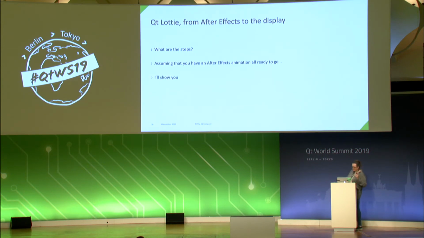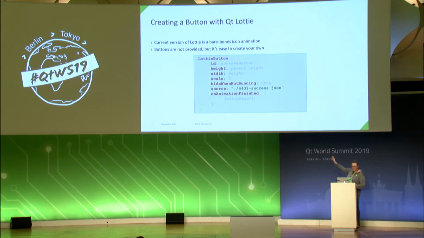So here we have a Lottie button. What I've done to create this is not part of the Lottie API itself; this is something I've created. When we've got a clearer idea of what you need in a Lottie button, we'll most likely add something to the Lottie API. In this case, we just give it a width and height, which we're getting from the parent.